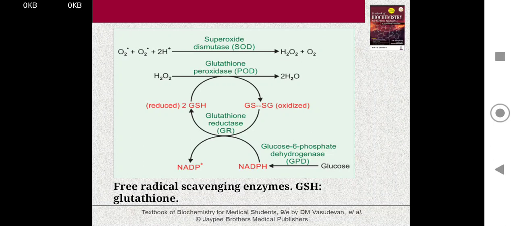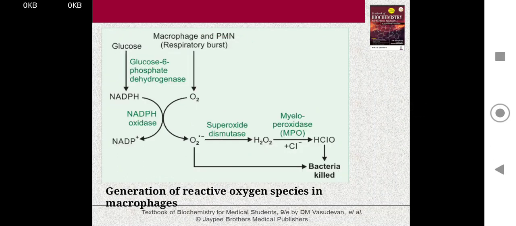Here the free radical scavenging enzymes require glutathione in its reduced state. Here it is the generation of reactive oxygen species in macrophages. Oxygen is converted into the free radical oxygen with the help of the enzyme NADPH oxidase, which requires NADPH, which is generated from glucose via the HMP shunt pathway.